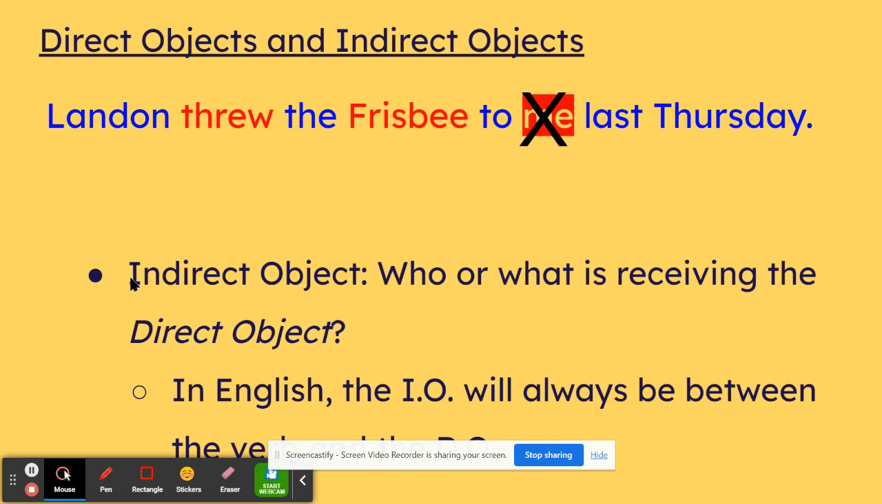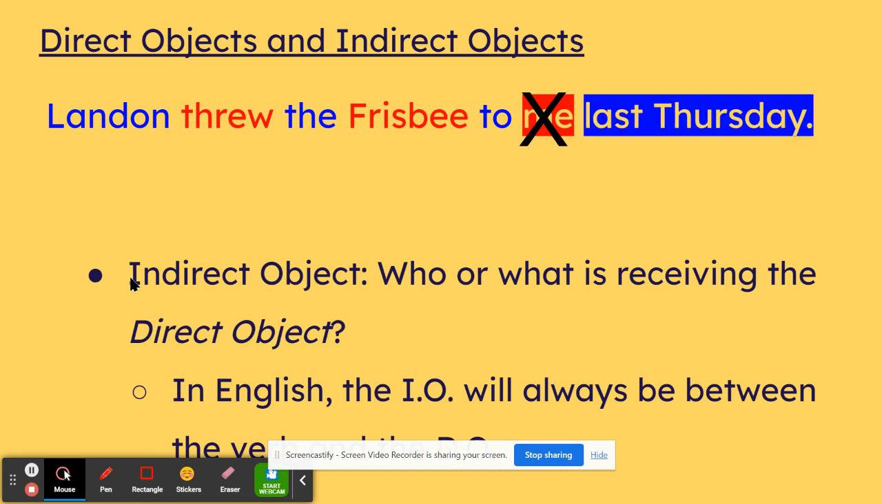Similarly, we can have other words later in the sentence beyond the direct object, and they can add detail to the sentence, but they don't fill an essential sentence slot. So the phrase "last Thursday" tells us when Landon threw the frisbee, but it also does not function as an indirect object. At this point, you should be ready to walk through the questions and answer some questions on your own about direct objects and indirect objects.